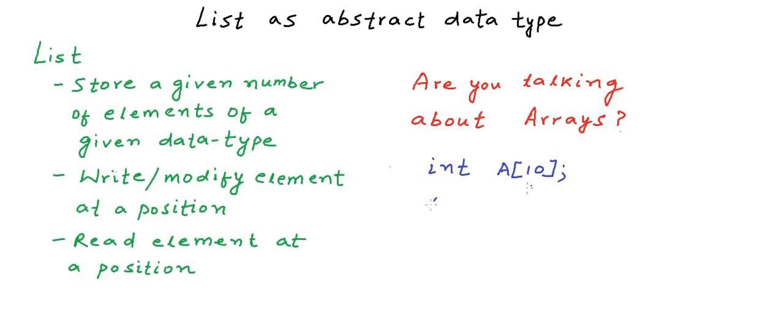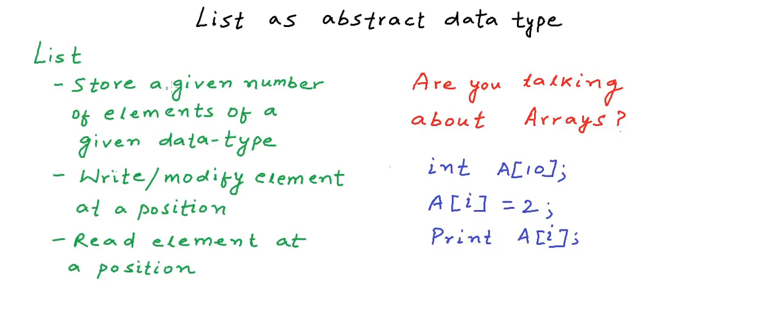I can write or modify an element at a particular position. The elements are a0, a1, and so on, and are accessed something like this. We all know about arrays. And then we can also read elements at a particular position. The element at the ith position is accessed as ai. So array is a data structure that gives us an implementation for this list.